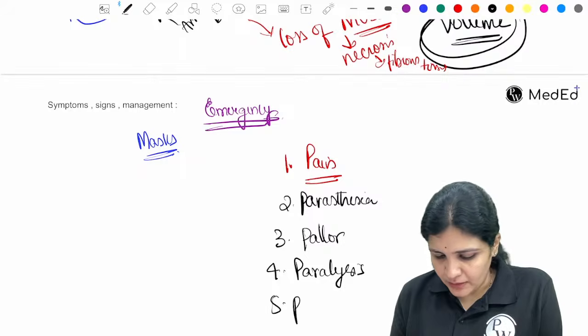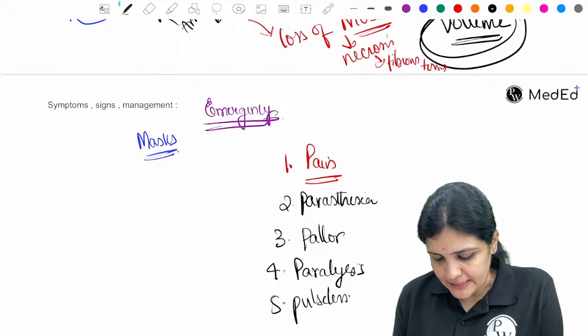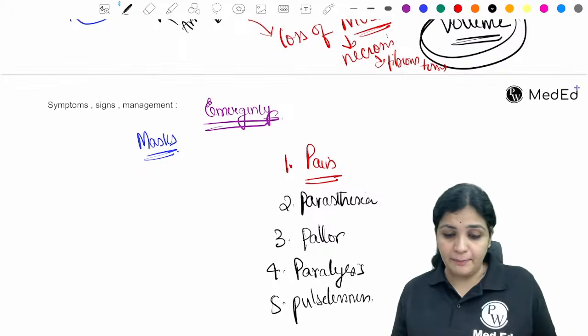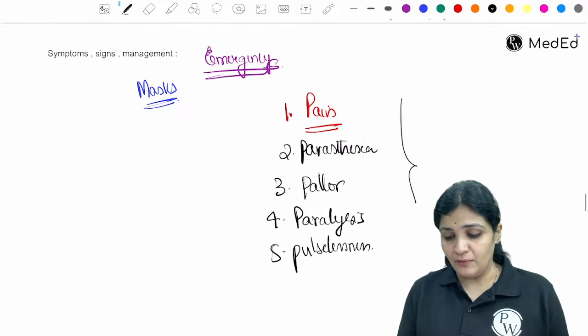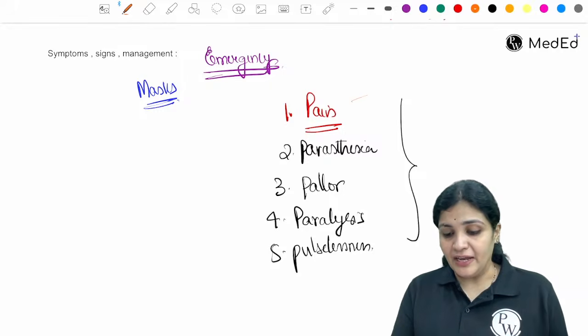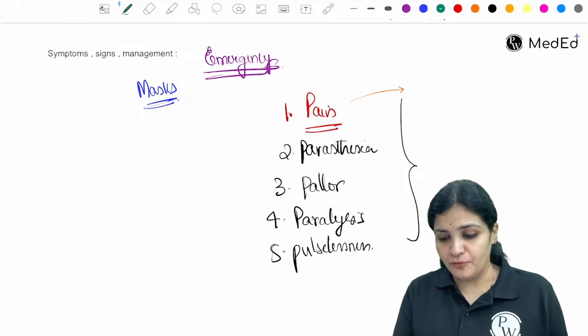The final one is your pulselessness. So these are the symptoms of the compartment syndrome. Very, very important, the symptoms. And finally, this pain can be confirmed by the stretch.